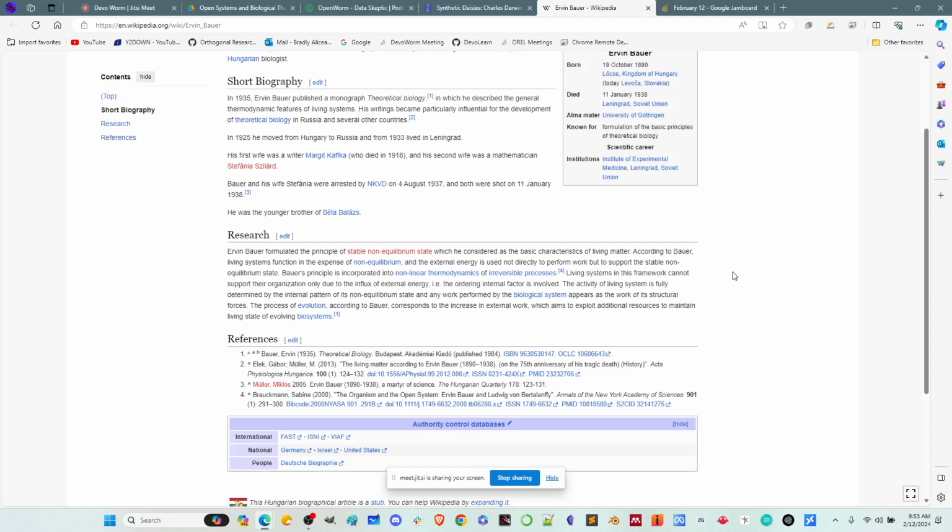So he formulated this principle, which he considered the basic characteristic of living matter. According to Bauer, living systems function at the expense of non-equilibrium, and the external energy is used not directly to perform work, but to support the stable non-equilibrium state. Bauer's principle is incorporated into the nonlinear thermodynamics of irreversible processes.